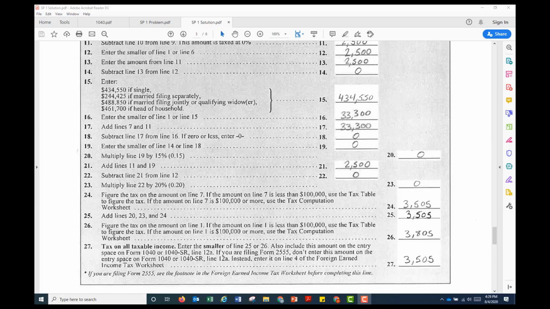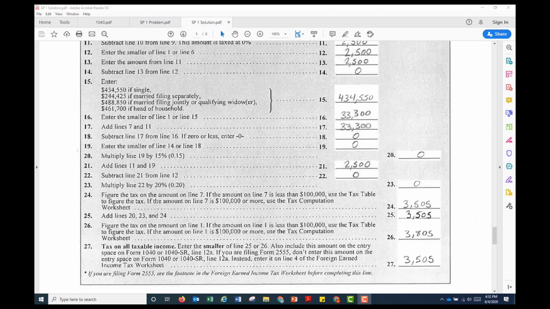So then moving forward to line 20, where it says the tax rate of 15%, how much would be taxed at 15%? Well, it ends up being a tax of 0. And then line 23, at the 20% tax rate, it's also 0 because income level is very low.